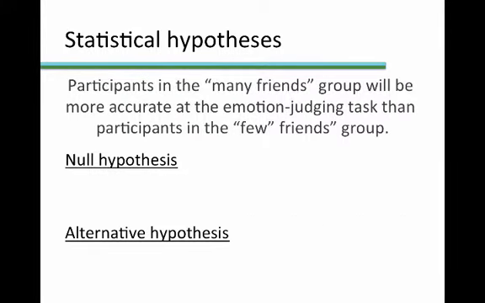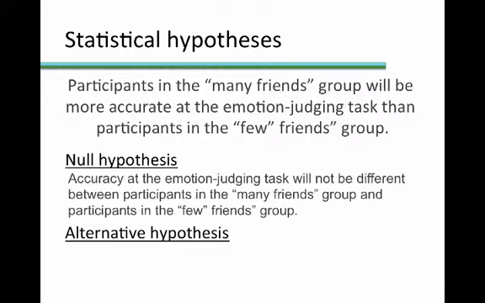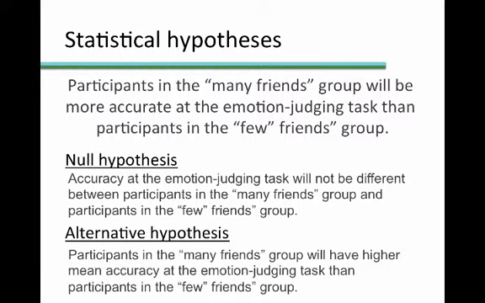Participants in the many friends group will be more accurate at the emotion judging task than participants in the few friends group. The null hypothesis will be accuracy at the emotion judging task will not be different between participants in the many friends group and participants in the few friends group. The alternative hypothesis will be participants in the many friends group will have higher mean accuracy at the emotion judging task than participants in the few friends group.